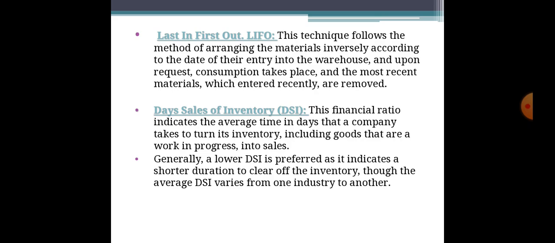Now we have days sales of inventory, or DSI. This financial ratio indicates the average time in days that a company takes to turn its inventory, including goods that are a work in progress, into sales. Generally, a lower DSI is preferred as it indicates a shorter duration to clear off the inventory, though the average DSI varies from one industry to another.